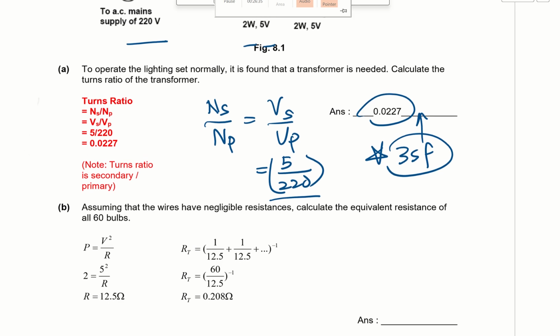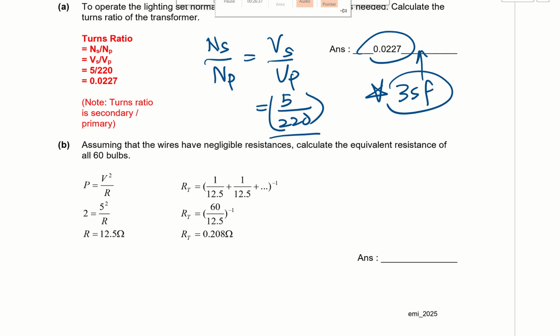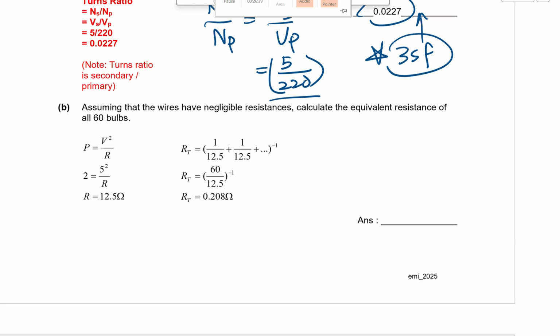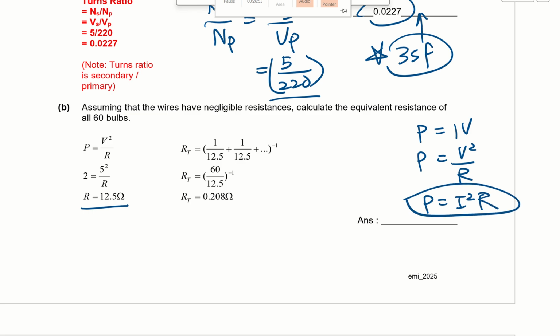Now, assuming that the wires have negligible resistance, calculate the equivalent resistance of all 60 bulbs. So we can use the P equals V squared over R formula to find R. So basically, we have learned these 3 formulas. Okay. So P equals I squared R, as now you know, is purely for the power loss in the transmitting cable, right? But if you know your I, you know your R, you can go on to calculate P in any case. But this is the general one to calculate power.